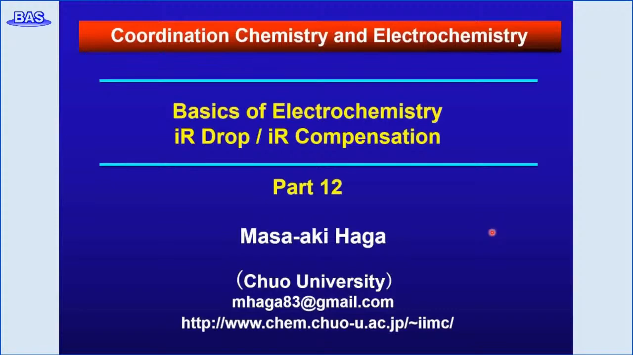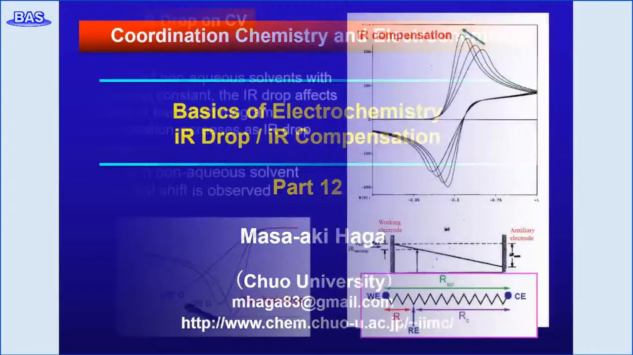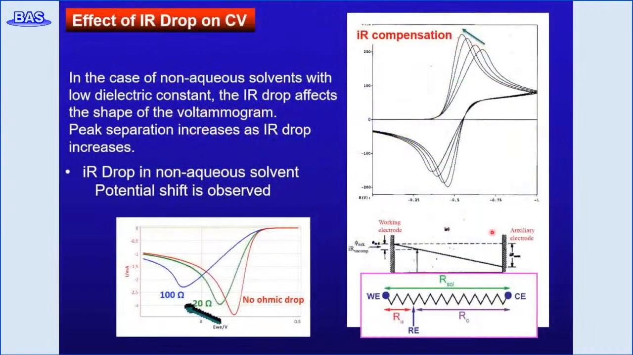Today I'll discuss the iR drop, which is often a basic problem for electrochemical measurements. Here is the CV measured in non-aqueous solvent. Since organic solvent has a low dielectric constant, its conductivity is low, and therefore the CV peak separation is generally larger than the theoretical value. This large peak separation arises from iR drop.